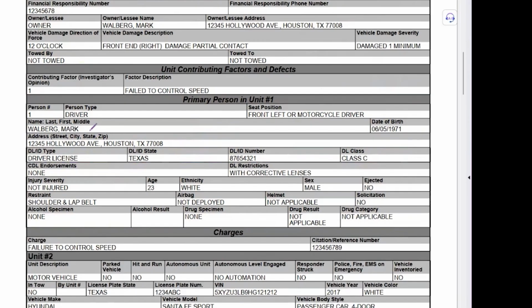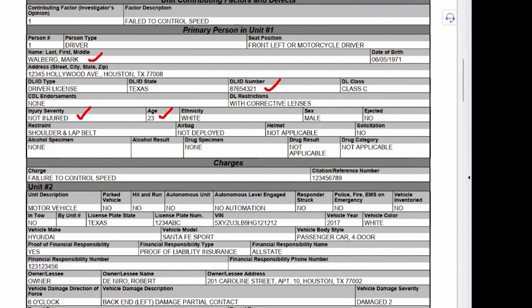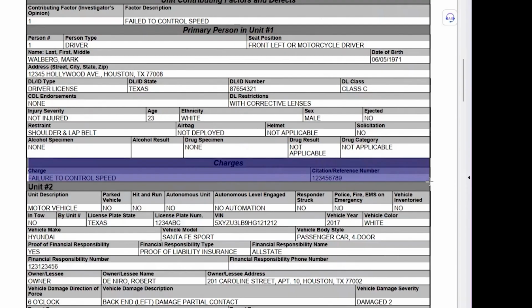So this is going to be information about who was driving unit number 1. You can see we got Mark Wahlberg's name here, and we've got his driver's license number, and there's things on there like whether he's injured, how old he is, ethnicity, that sort of thing. So information about the driver. Now this next section here on this second page is charges. And if anybody got a ticket, and it could be any of the drivers involved, they'd be listed here. In this case, Mark Wahlberg got a ticket for failure to control speed.